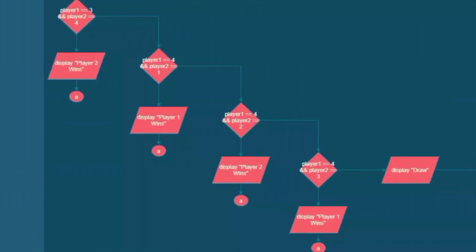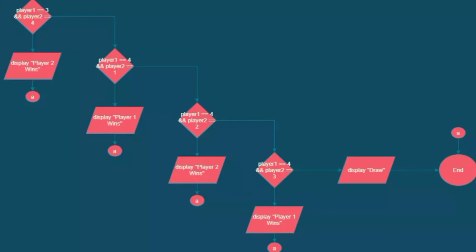If it doesn't meet any conditions until the last conditional statement, then it will display draw. It means that player 1 and player 2 have the same input, and the program ends.